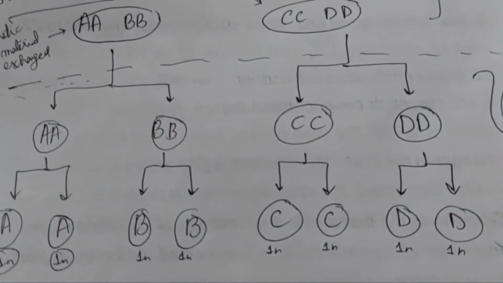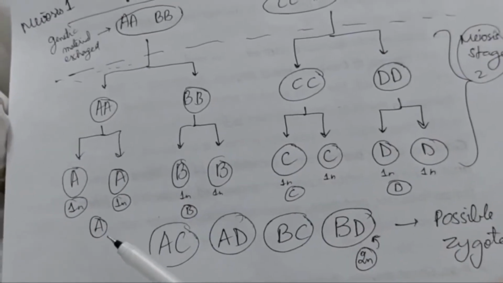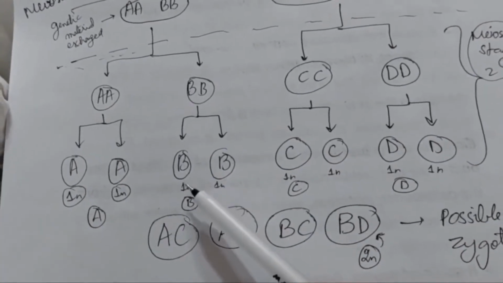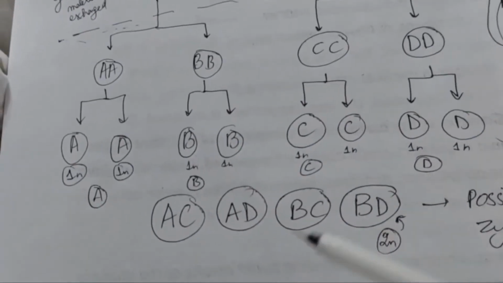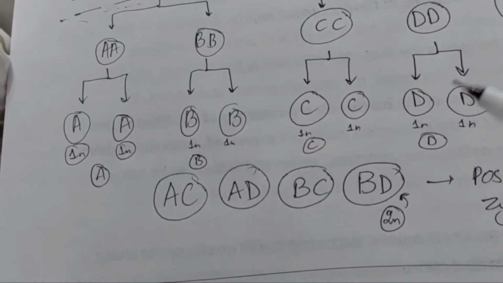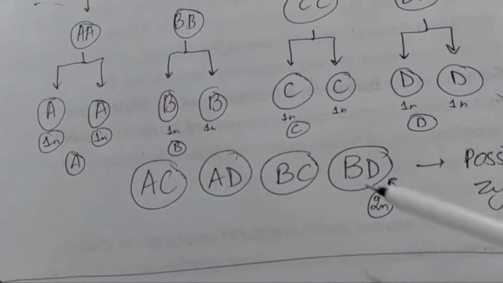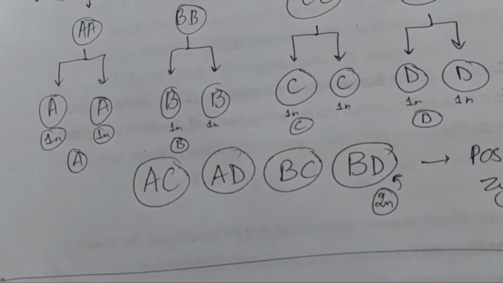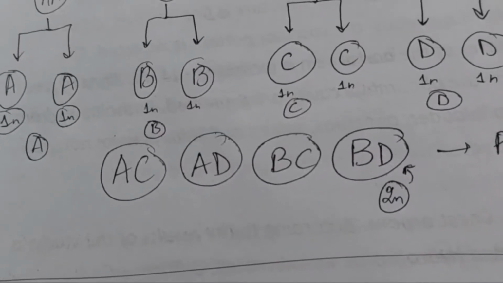So till here we have our meiosis stage 2. Now the possibility we come up with is that the mother is going to provide only A or B gametes, and the father is going to provide only C or D gametes. So when such gametes fuse, we have the following possibilities: AC, AD, BC and BD. These are our zygotes with possible genetic makeup, and they are all diploid, that is, they contain 46 chromosomes.